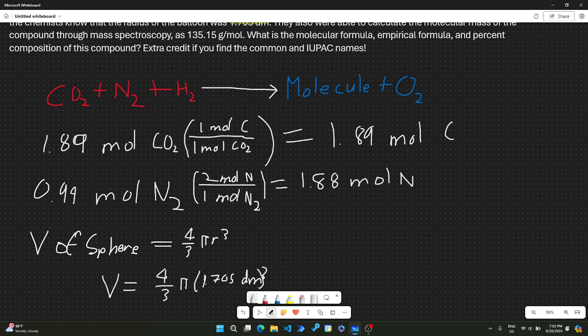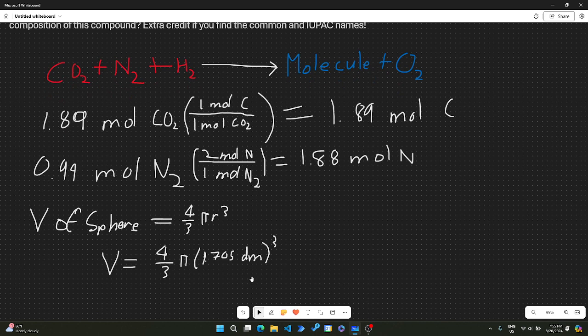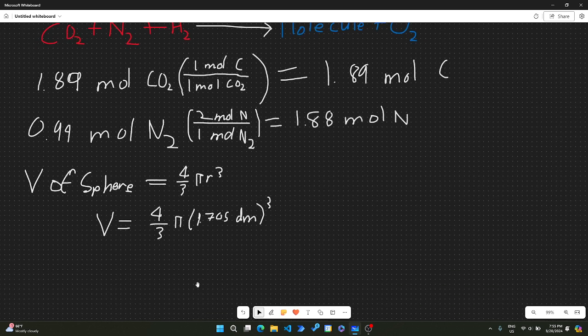Now, notice that we're cubing this, so the decimeters becomes decimeters cubed, becoming volume, which is why this formula works. The units become correct automatically. So 1.705 cubed, plugging it into a calculator, we get our volume is equal to 20.761644493 and on, right? And of course, it's decimeters cubed.